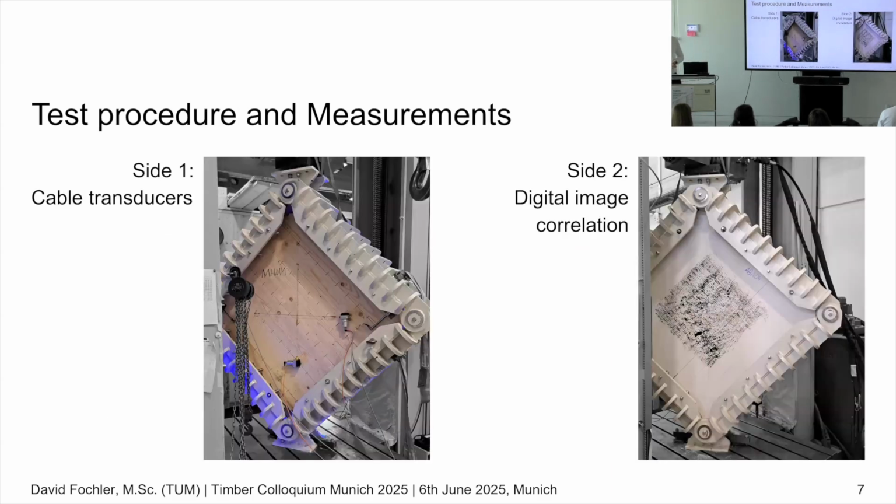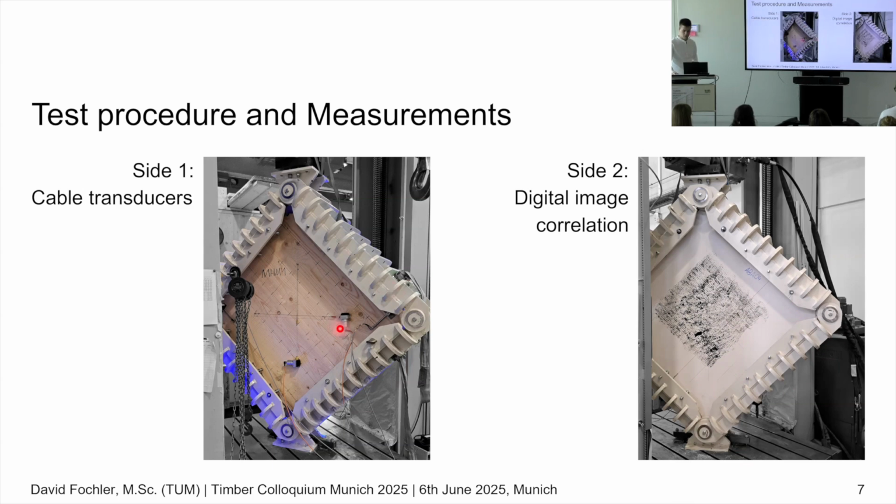So, this is how the final test setup looked. We measured the displacements in the central area of the specimen, so here in the middle. The side length, this length, was half as long as the load introduction length, so the whole length of the frame leg. We used 2 different setups to measure.